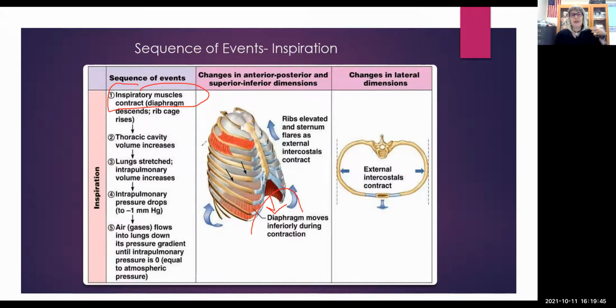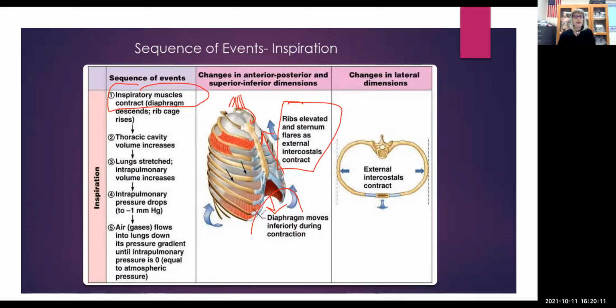On inspiration, it's the external intercostals contracting. And what happens is your whole rib cage, ribs elevate, sternum elevates, your clavicle is elevated due to your anterior, middle, and posterior scalenes, if you remember that from A&P 1. And so the inspiratory muscles will help in this lifting.